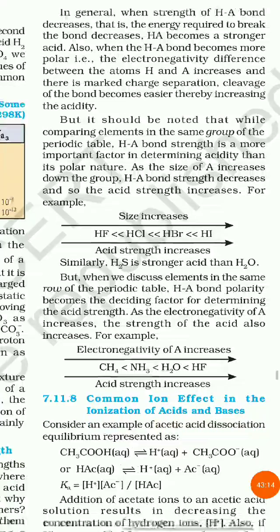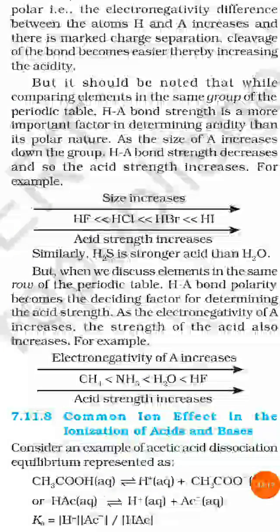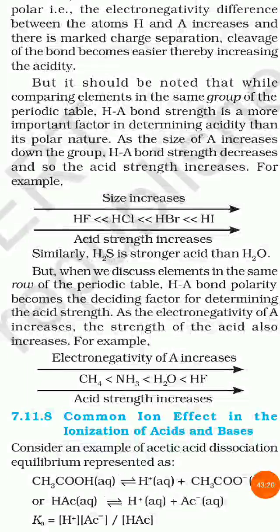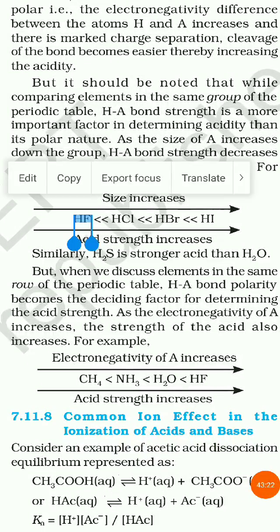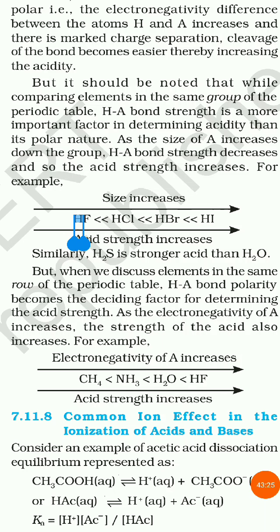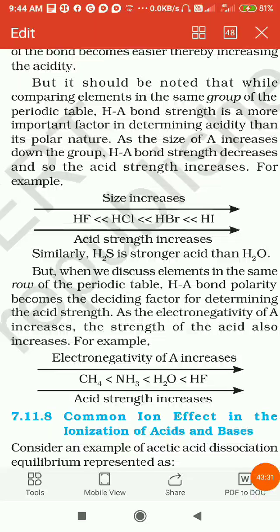So just look here. For example, take hydrogen fluoride, hydrogen chloride, hydrogen bromide, hydrogen iodide. These are the hydrogen halides. In these hydrogen halides, the acidic strength increases, and it depends on the size. If you move from top to bottom in the halogen group, the size increases. Size increasing means the acidic strength is more.